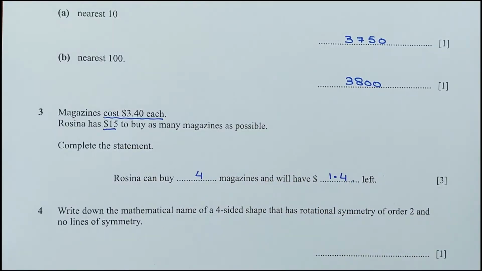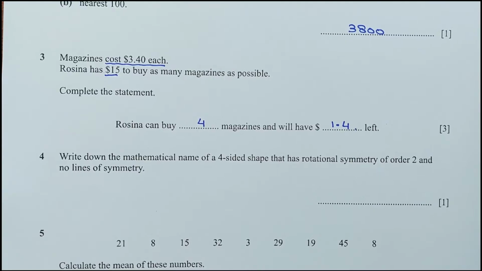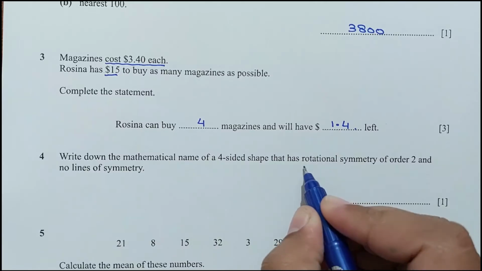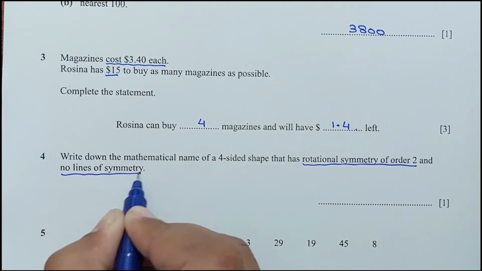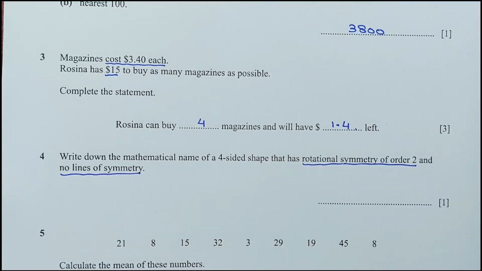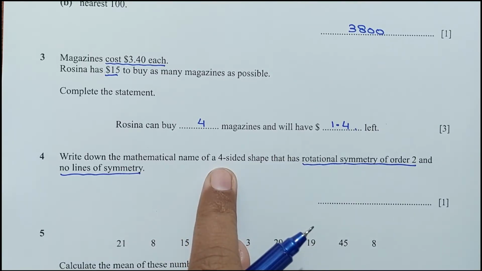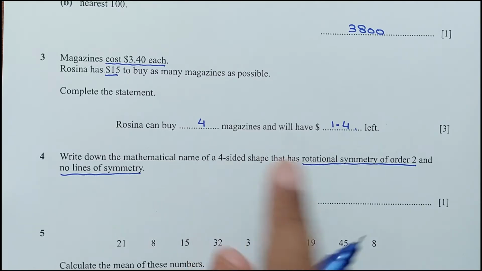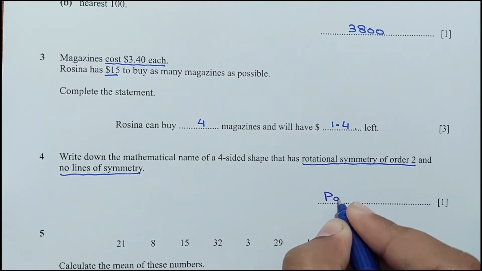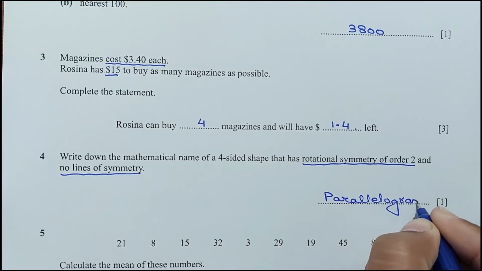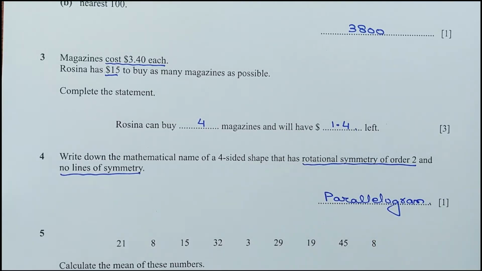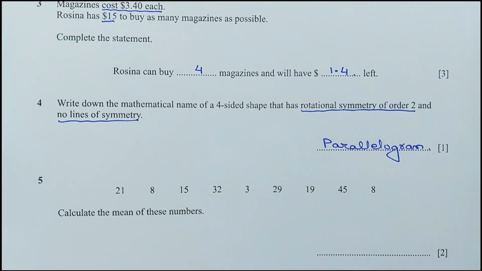Right. Now for question number 4, write down the mathematical name of a 4-sided shape that has rotational symmetry of order 2 and no lines of symmetry. Right, so it's a 4-sided shape. It has rotational symmetry of order 2 and no line of symmetry. So it is a parallelogram, because a parallelogram has no lines of symmetry and it has rotational symmetry of order 2, right?